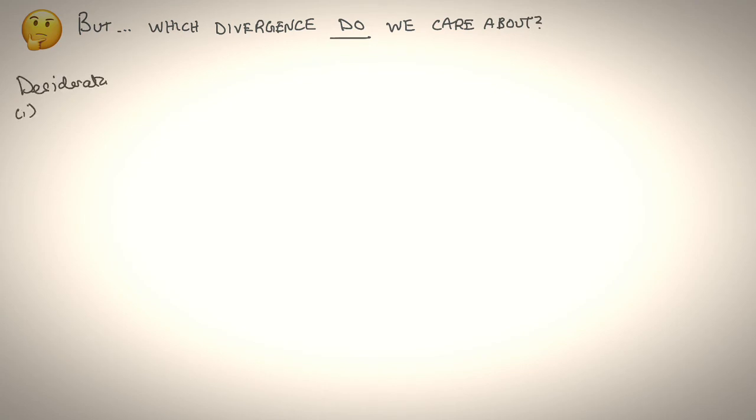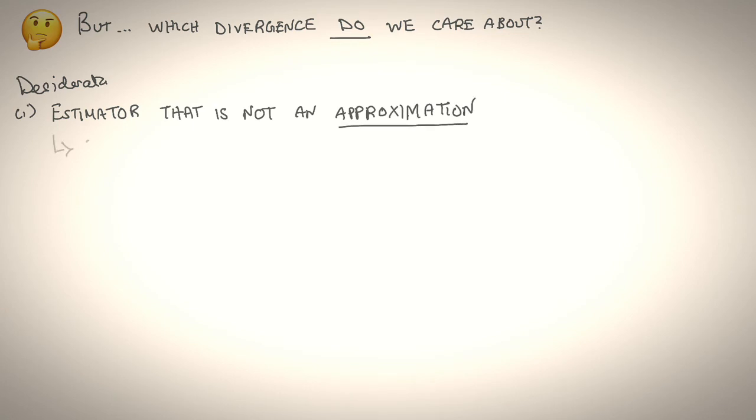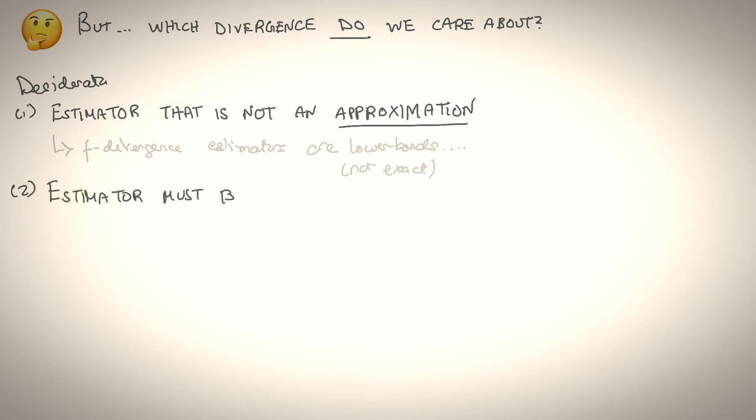So this segues well to our last and final question. There are so many divergences to choose from. Which one should we minimize? To answer this question, let's try to list down a set of desiderata. So first, the estimator that we are building should not be an approximation, but should be exact. Unfortunately, the f-divergence estimators are all lower bound approximations, as we saw earlier. So they're not exact. So there may be a gap between the estimate and the exact divergence.